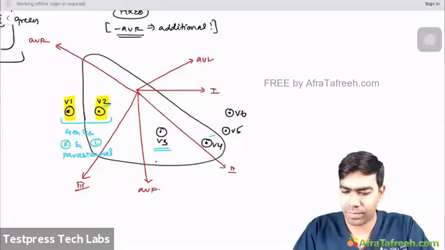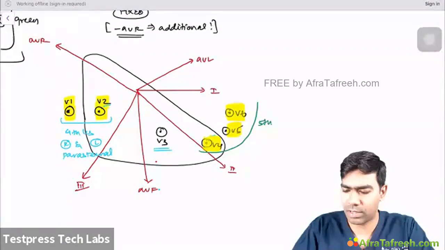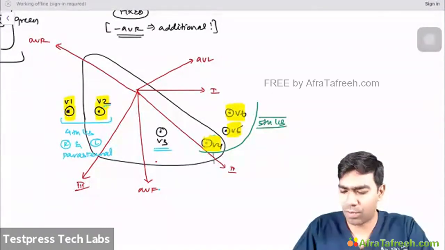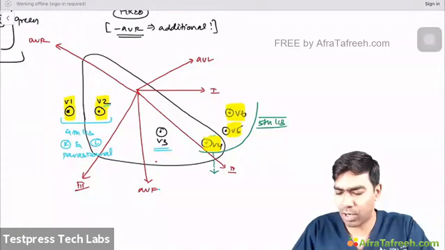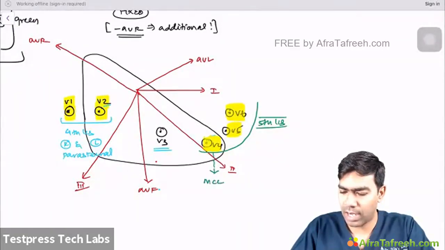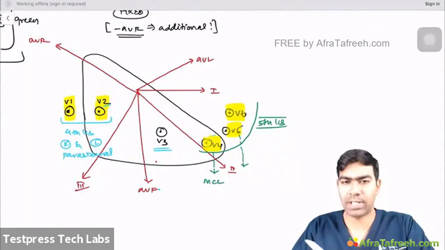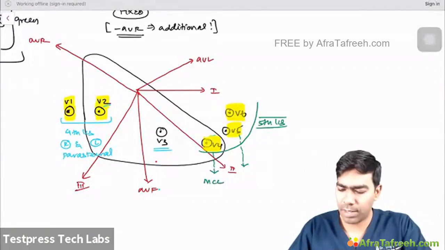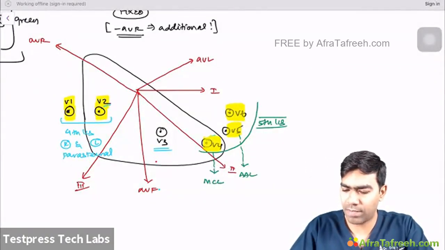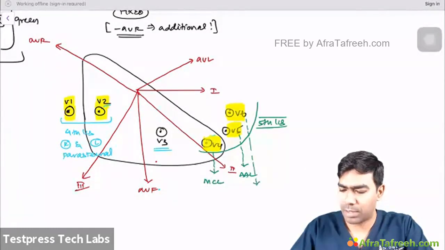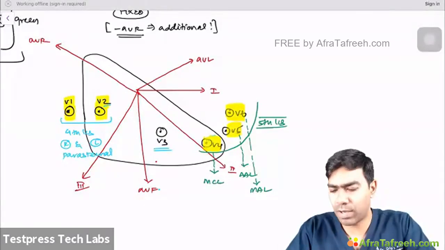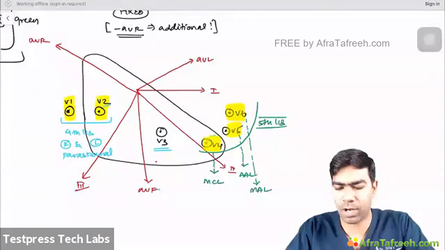Then we have V4, V5 and V6, which will be placed in different directions. All of these will be placed in the fifth intercostal space. V4 will be placed at the mid-clavicular line. V5 will be placed in the same fifth intercostal space, moving laterally, at the anterior axillary line. And V6 will be placed in the mid-axillary line. Clear? So this is where V4, V5, V6 are going to be placed. This is the proper anatomical location of these leads.